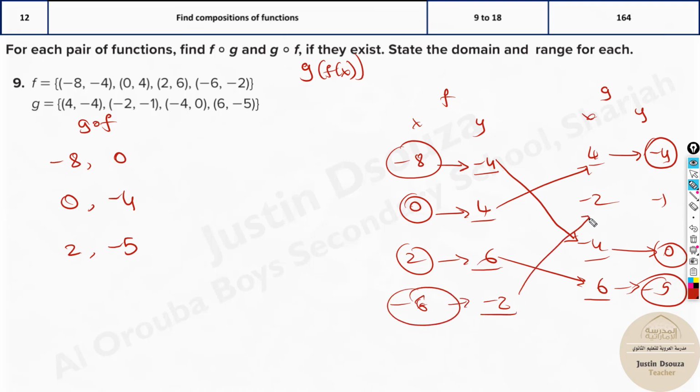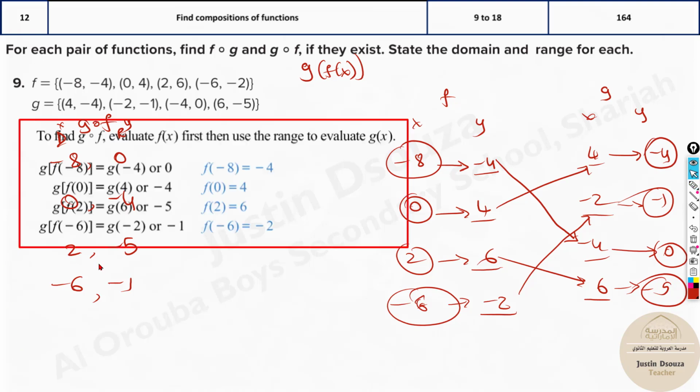Over here, even this one is there, minus 2. So the answer is minus 1. For minus 6, what do we have? Minus 1. So these are the coordinates. So the domain is all these values, range is all these values. Domain x values, range y values. So that's the answers. So now if you see the final answer, it will be these coordinates.